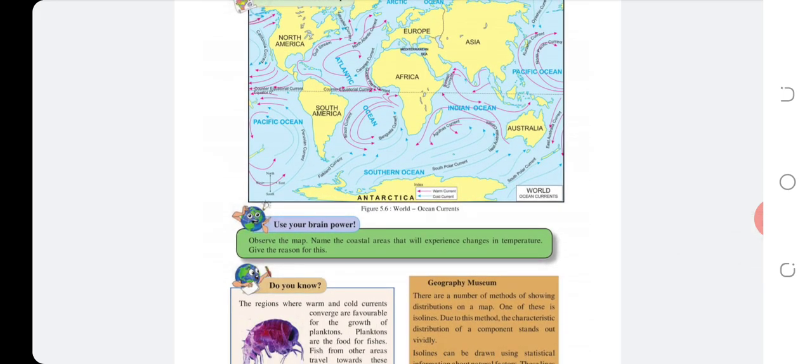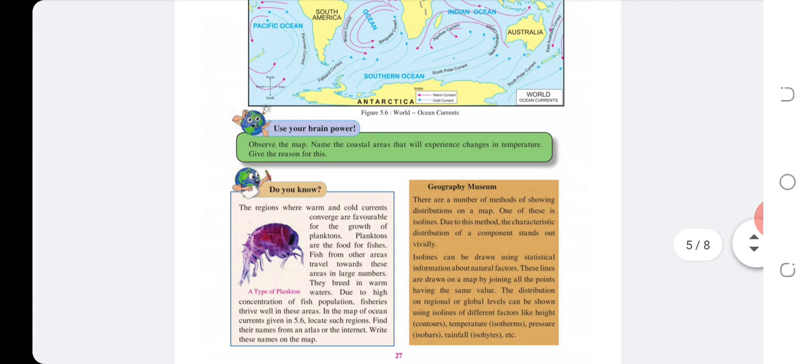Use your brain power. Observe the map. Name the coastal area that will experience changes in temperature. Give reason for this. Do you know the region where warm and cold current converge is favorable for the growth of planktons? Planktons are the food of fishes.